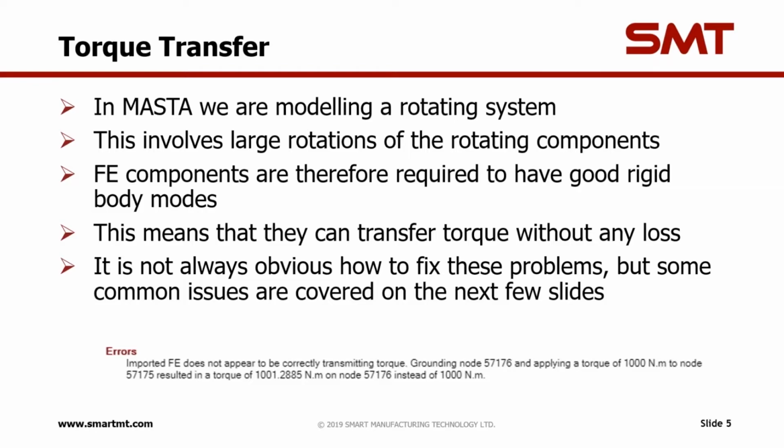So any FE components we bring in to replace gear blanks or those shafts need to have good rigid body modes. They need to be able to undergo large rotations without having any problems. One bit of evidence for them not having good rigid body modes is that when you apply some torque to them, they don't transmit this properly. They lose some of that torque when you're applying it.